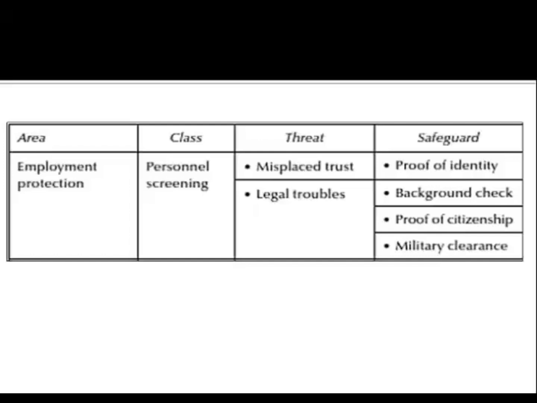We use proof of identity, background checks, proof of citizenship, military clearance. We have ways of vetting who you are. Some companies run financial records on you to see what your finances look like, to see if you're vulnerable to bribery.